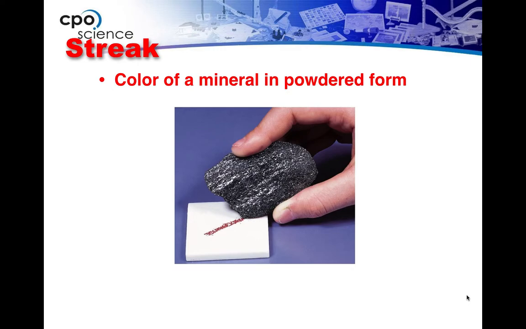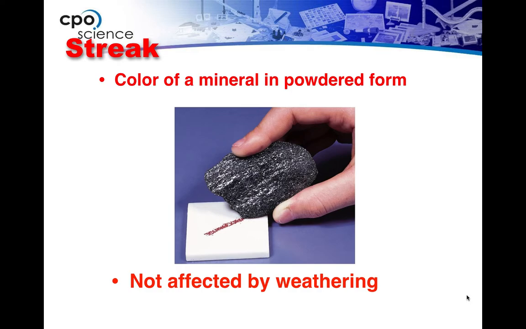Streak is the color of a mineral in powdered form. What you see in the picture here is what we call a streak plate. It's a piece of unglazed ceramic tile, just like what your bathtub or your toilet might be made out of, but instead of putting that shiny covering on the outside, they don't do that. If I take the mineral and rub it across that streak plate, I can see a color. As you see in the picture here, it's not always the same as the color of the mineral. It's a very reliable indicator for a mineral. Color will change because of weathering, but streak does not. So streak is not affected by weathering, whereas color is, which makes it a much more reliable indicator for the identity of a mineral.